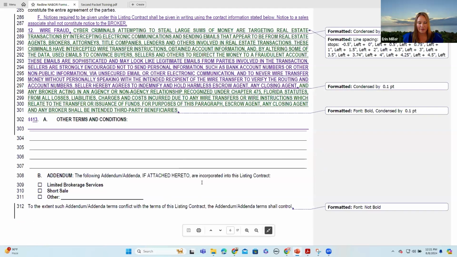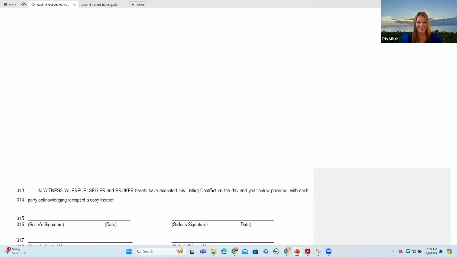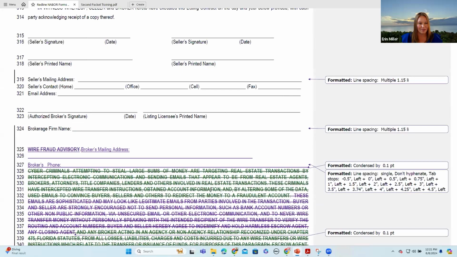Paragraph 13A, you've got other terms and conditions. As an attorney, I get a few heart palpitations when I see folks typing in information under other terms and conditions without reviewing it with their broker or counsel. Just be careful if you need to include other terms and conditions, especially if you're binding your brokerage to something. Make sure you've got your broker's thumbs up or a broker's counsel approval. All right, that is the only change here to our listing agreement.